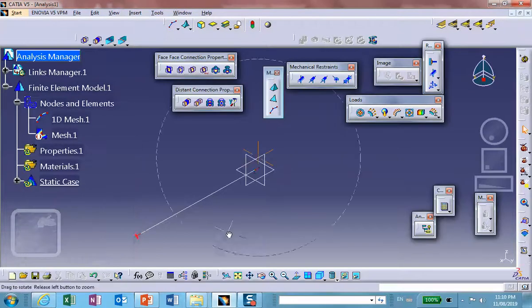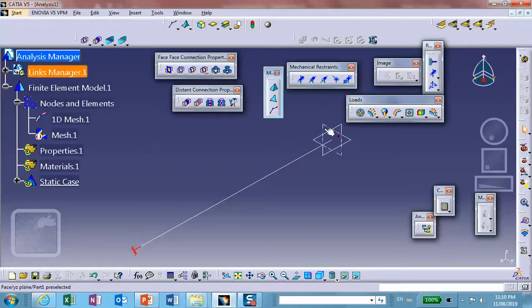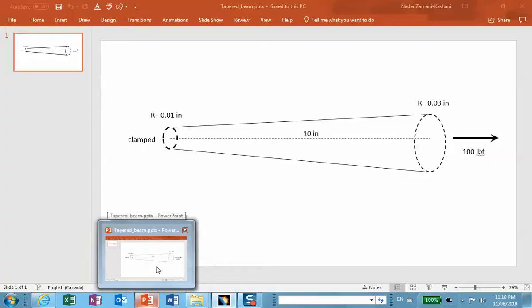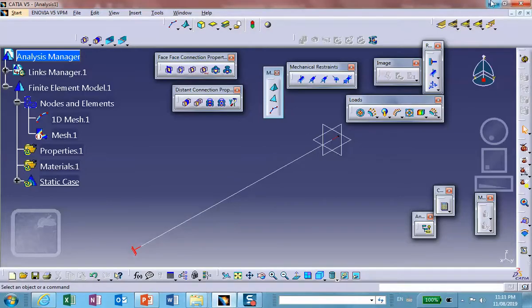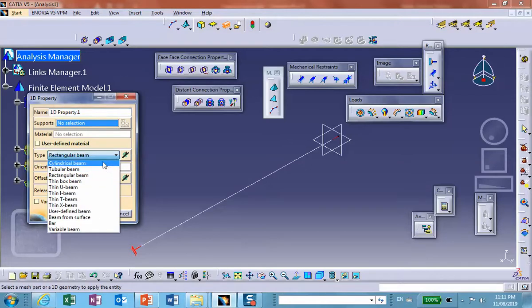All right, what about the cross-sectional property? Our beam is tapered, as you can see. However, I'm going to assume a value of 0.01, and then you'll see how to make sure that it goes from 0.01 to 0.03. Okay, so let's go here. 1D property, which is right there, and it is a circular, cylindrical beam, and the radius is 0.01 inch.